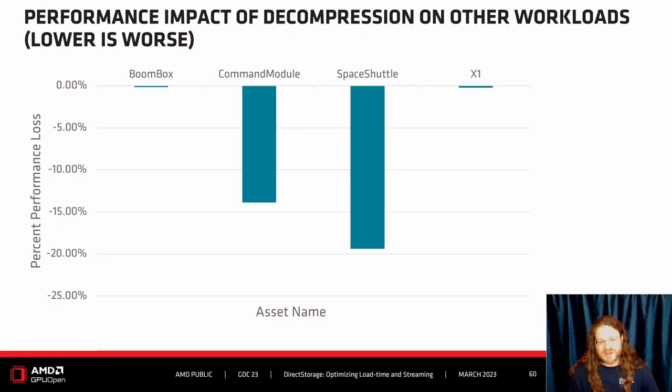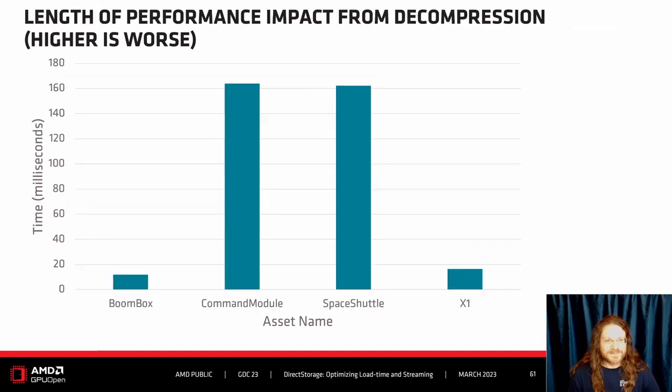However, it doesn't necessarily come for free. In this chart, the y-axis represents the percent performance loss during the time that decompression was occurring. The command module was showing approximately 15% performance loss while decompression was occurring, and the Space Shuttle almost 20%. However, decompression times were quite short. And we can see from this chart, where higher is worse, and the y-axis is time in milliseconds, that the command module decompressed all of its textures in just over 160 milliseconds, and the Space Shuttle very similar.